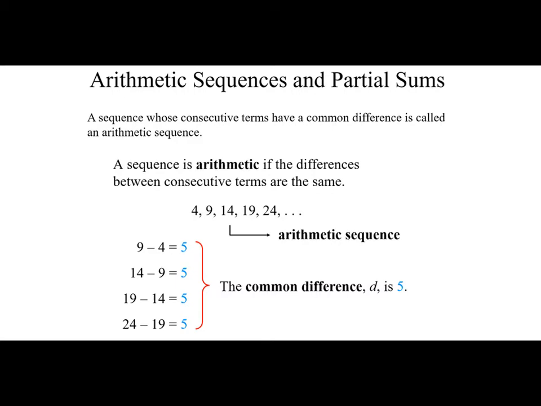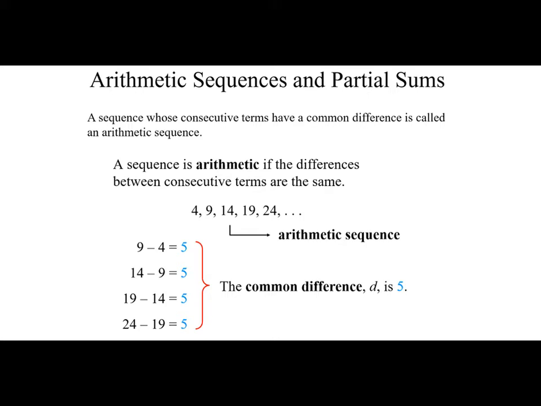Section 8.2, Arithmetic Sequences and Partial Sums. A sequence whose consecutive terms have a common difference is called an arithmetic sequence. A sequence is arithmetic if the differences between the consecutive terms are the same.